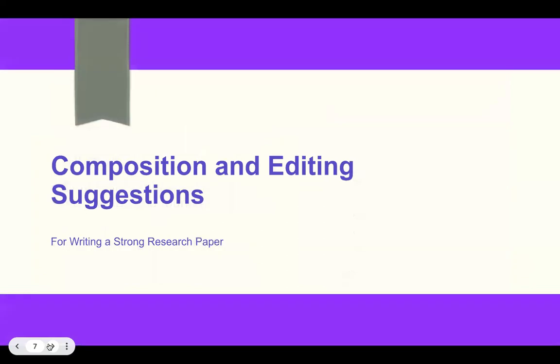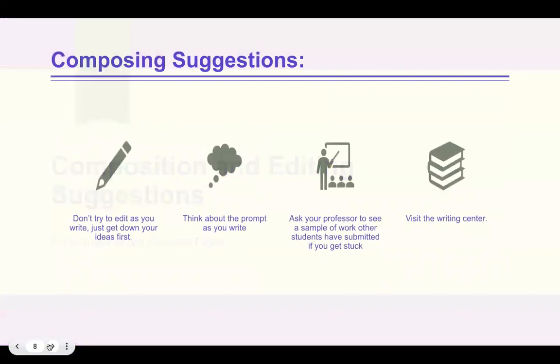Once you've created your outline, you can move into the composition and editing suggestions. To compose, we first recommend that you don't edit as you write. You should just try to get down your ideas. Editing as you write involves two different parts of the brain and can really interrupt your flow and process. Instead, just focus on writing ideas down and worry about editing later.